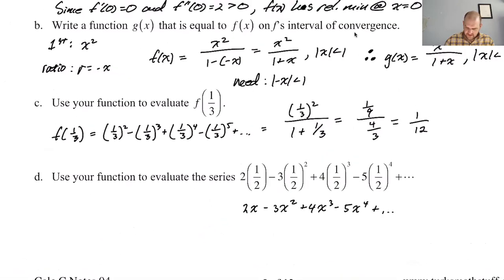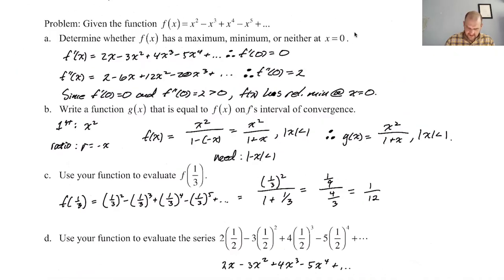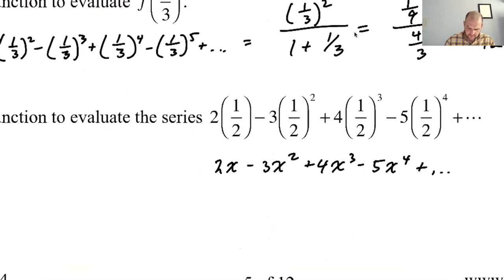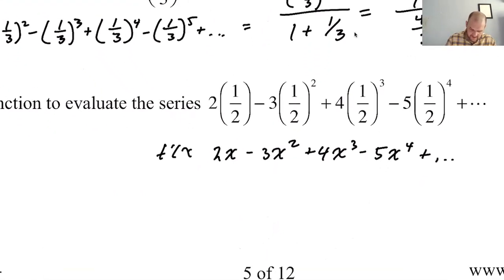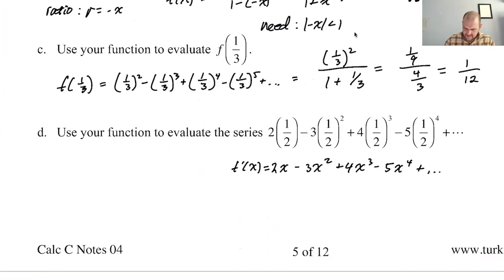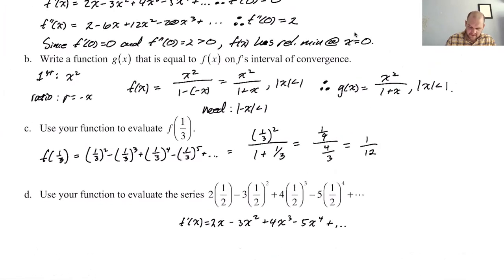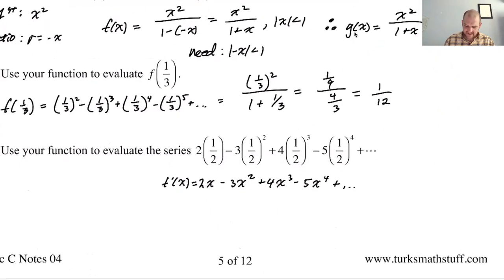Well, what does this look like, right? Go back to the original. We had x squared and we end up with 2x. We had minus x cubed and minus 3x squared, plus x to the 4th and plus 4x cubed. I think you can see what this is. This is actually just f prime, right? So this is f prime of x, which means that if I take the function that I found, find its derivative, and plug in 1/2, it should give me the sum of this series. So that's what I'm going to do. It's a really neat application.